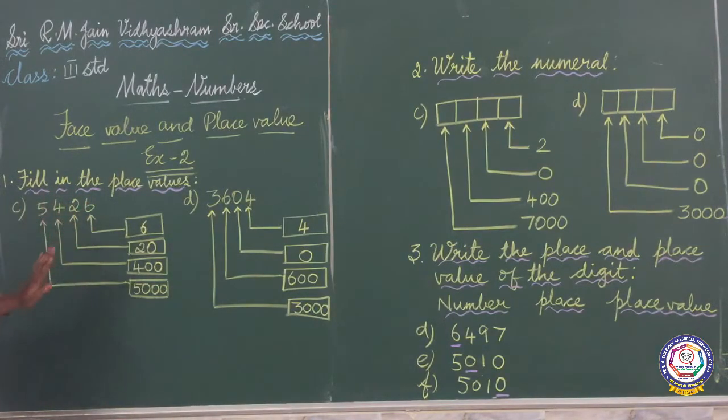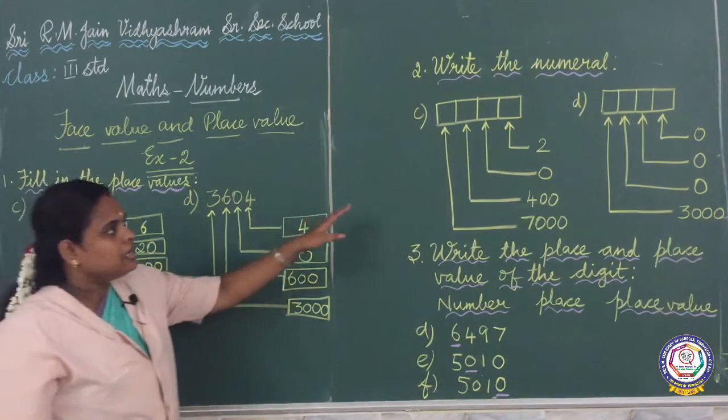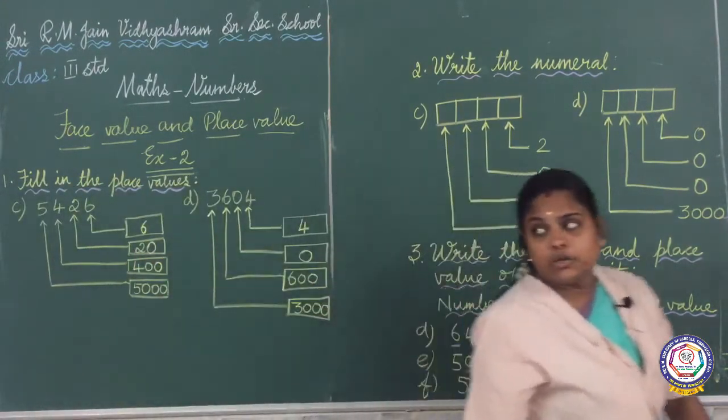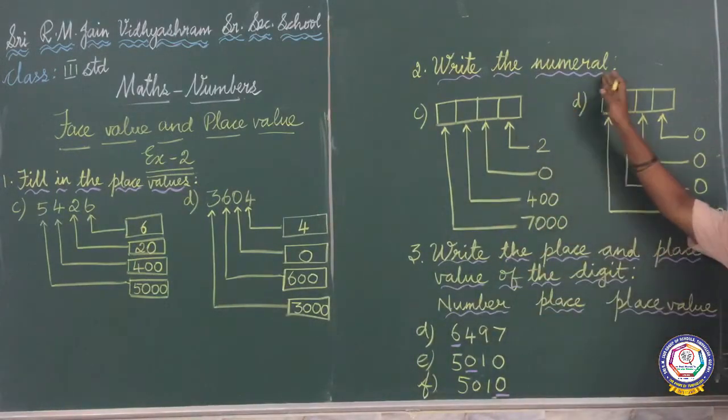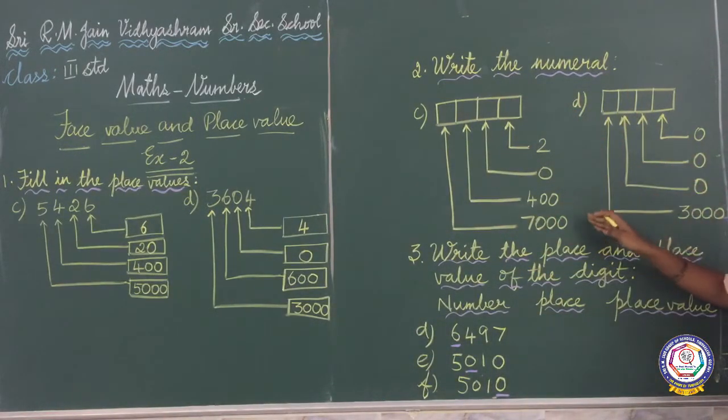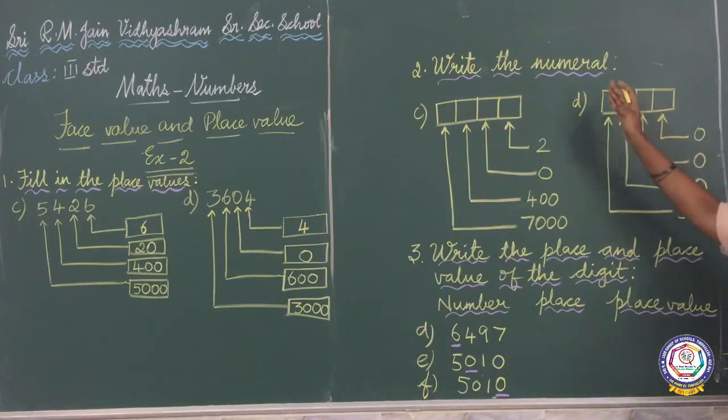So how will you write the place value of the number? If you know the place values, then you can write the numbers: ones, tens, hundreds, thousands. According to their place values, you have to write the answers. Then we are going to write the numerals. Here they have given the place values, and we are going to write the numerals for the numbers.